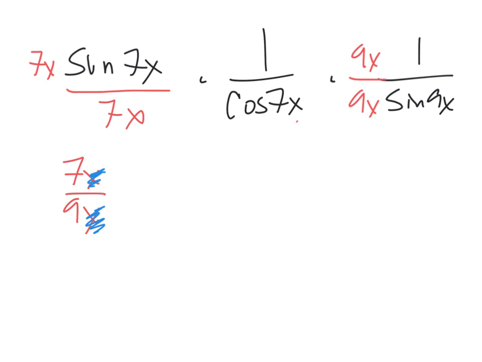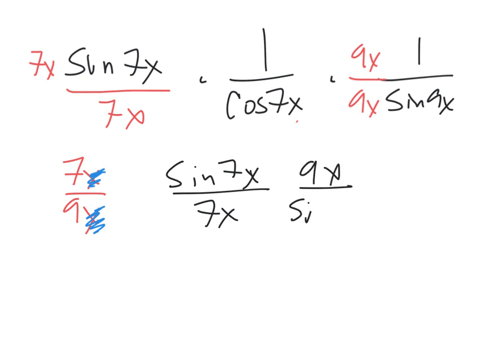And then we have the sine of 7x over 7x. Let's do the other one. Let's do 9x over sine 9x. Remember, I took care of this 9x by bringing it over underneath the 7x. And then we have that cosine expression, 1 over the cosine of 7x.